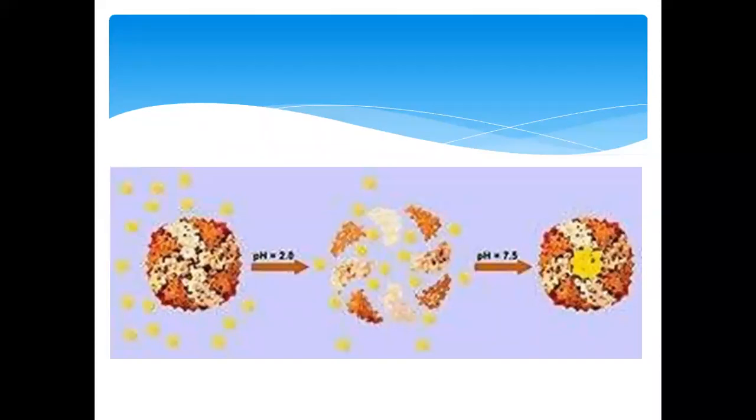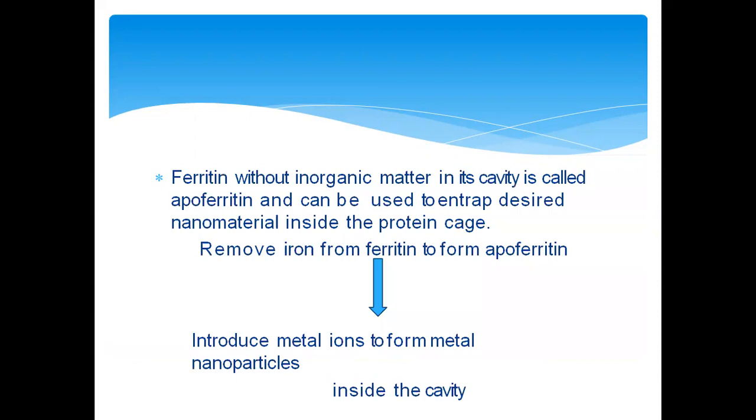At this pH, you can see here the conversion of ferritin into apoferritin, where the structural nanoscale material is. Ferritin without inorganic matter in its cavity is called apoferritin. So inside the cavity there is inorganic matter in the ferritin protein, but without that they call it apoferritin.